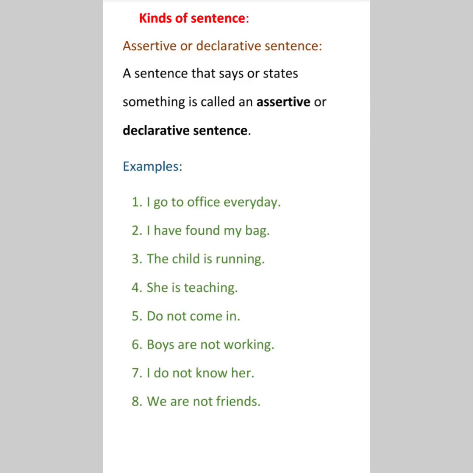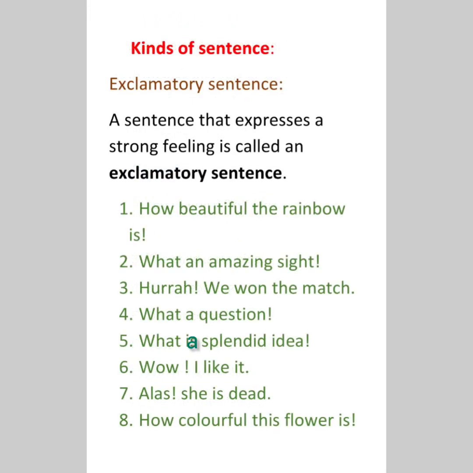Next we see exclamatory sentences. A sentence that expresses a strong feeling is called an exclamatory sentence. Example: how beautiful the rainbow is. What an amazing sight. Hooray, we won the match. What a question. Wow, I like it. Alas, she died. How colorful this flower is. These are examples of exclamatory sentences.